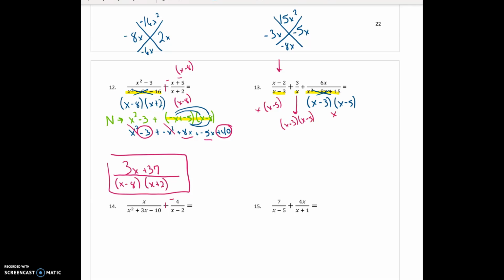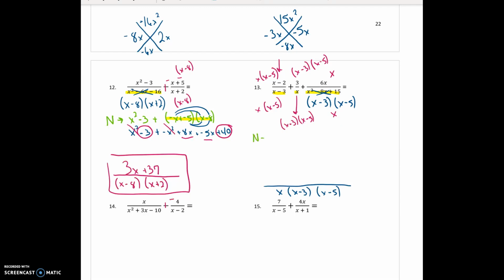And again, whatever I do to the bottom, I'll do to the top. So I'm going to write that in now. And this will need an x. There we go. All right, so let's start with the first part. As far as my denominator goes, I already know that there's going to be an x minus 3 and an x minus 5 all the way carried through, just like in 12, and that the rest of the work is going to come from the numerators.